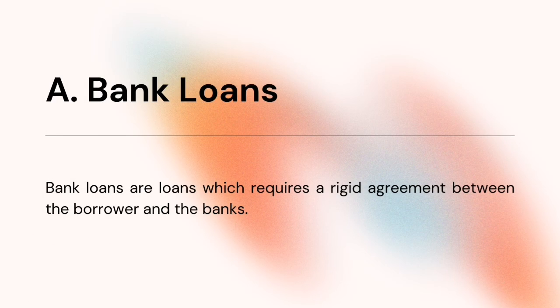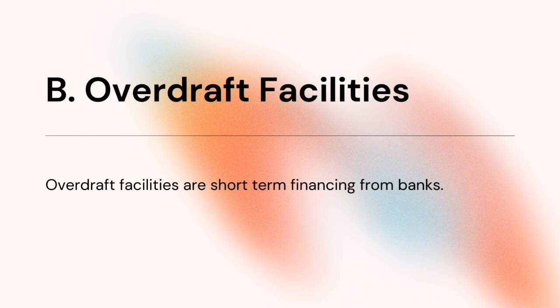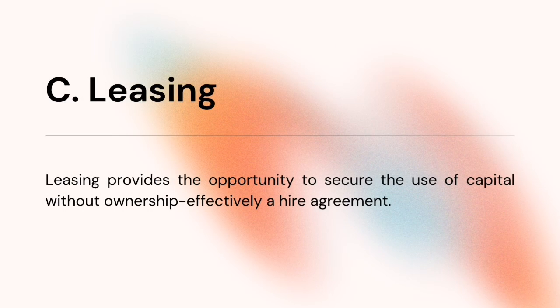Bank loans. Bank loans are loans that require a rigid agreement between the borrower and the banks. Overdraft facilities. Overdraft facilities are short-term financing from banks. Leasing. Leasing provides the opportunity to secure the use of capital without ownership, effectively a hire agreement.